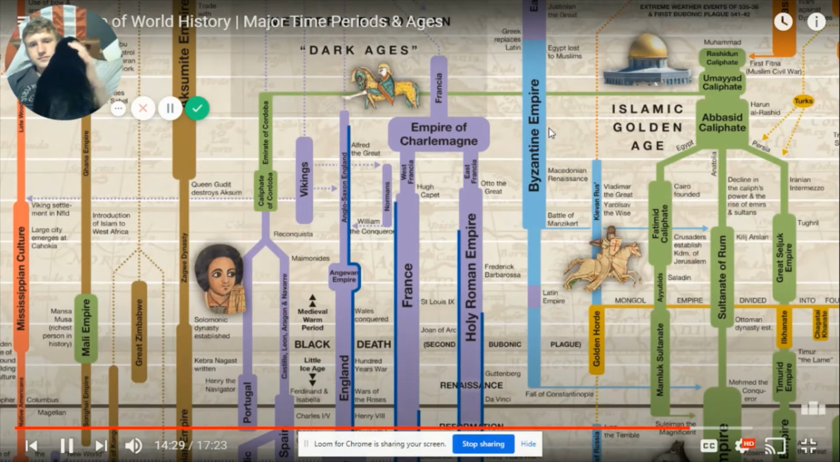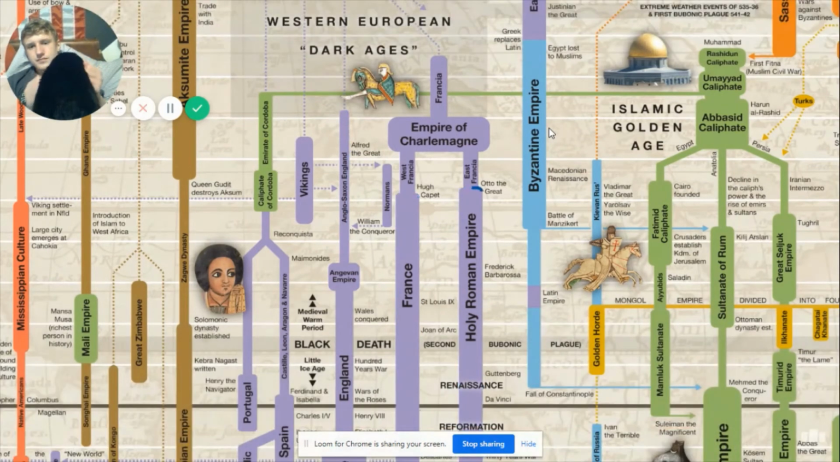There were lots of other things happening in the world during the Middle Ages as well. For example, in West Africa, we get several major empires for the first time, including the Mali Empire, with its ruler Mansa Musa, who was the richest person ever in all of world history.